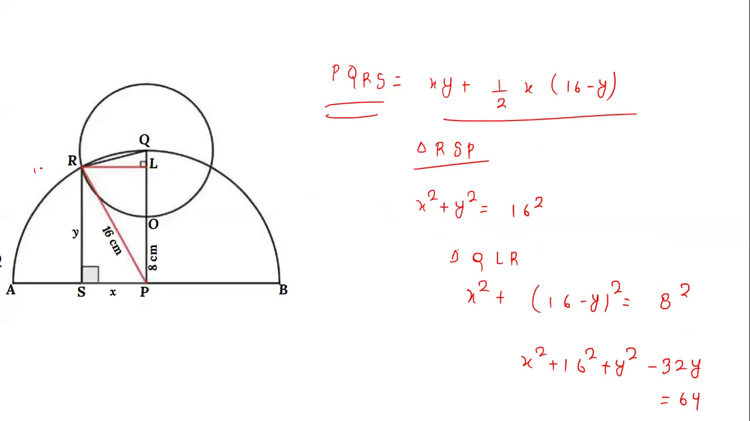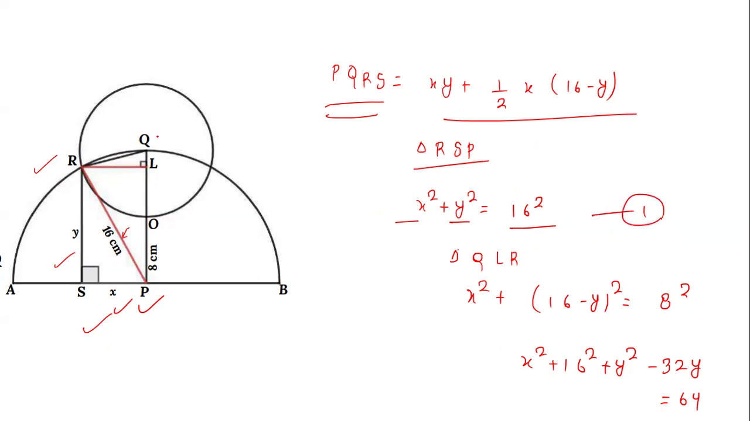If you look at the triangle R, S and P, we can write x square plus y square is RP square, which is the radius, which is 16 centimeter. So x square plus y square is 16 square. So one equation we get from here.